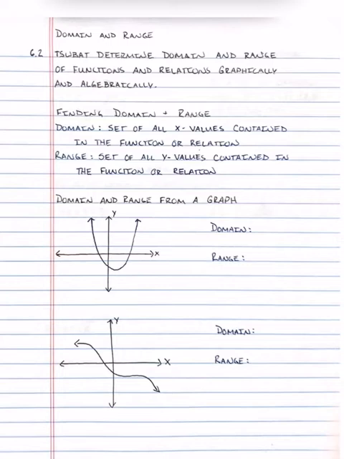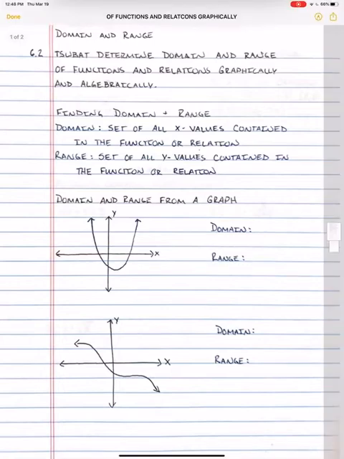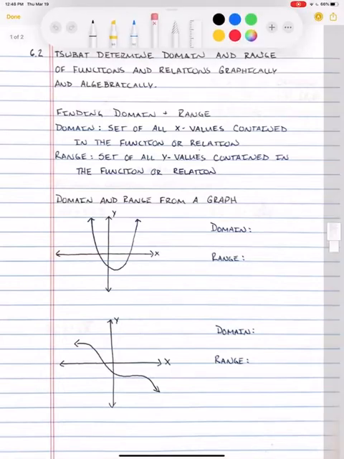So, finding domain and range. Domain is the set of all x values contained in the function or relation. Range is the set of all y values contained in the function or relation. Now, domain and range tend to, for some reason, give some people some headaches. I just want to go through some simple tips and tricks with you. Like I said, domain is the x value. Range is the y value.